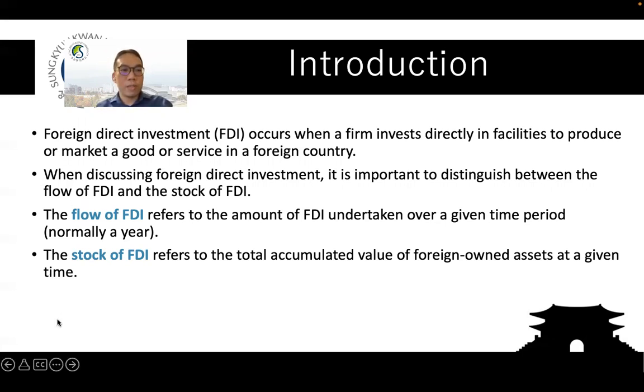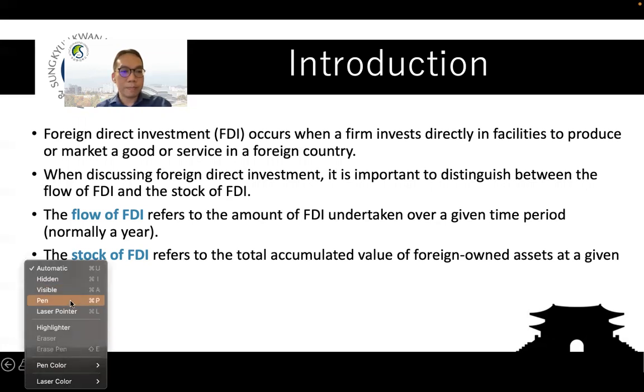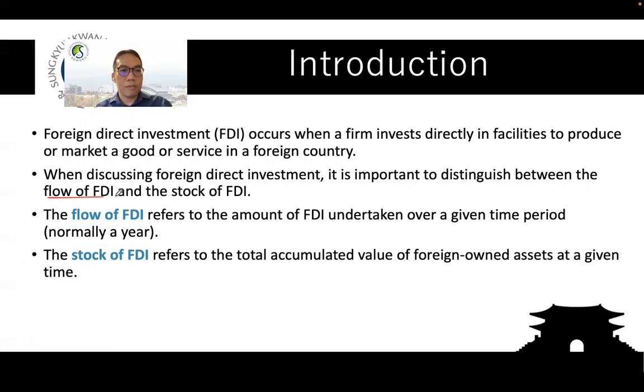So what is the difference between the flow and the stock of FDI? See the definition there. Flow, as usual in accounting terms, means it happens over a given time period, for example, a year. On the other hand, stock means the accumulated amount, maybe for the last 3 years, 5 years, or anything. The flow means what is happening over an investment cycle, most likely a year, whereas the stock of FDI would be the accumulated value of foreign-owned assets at a given period.